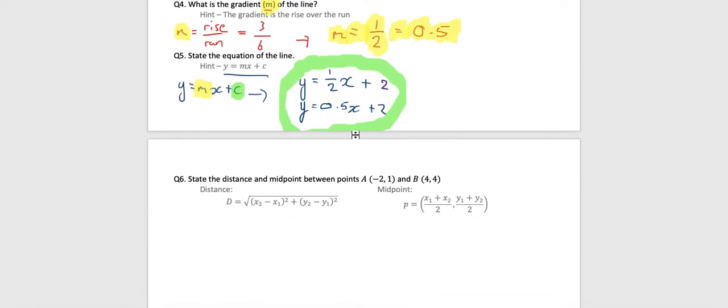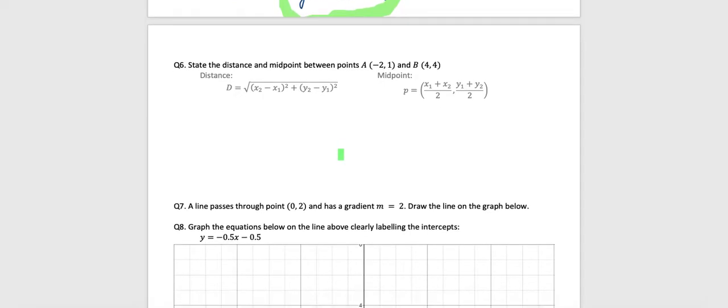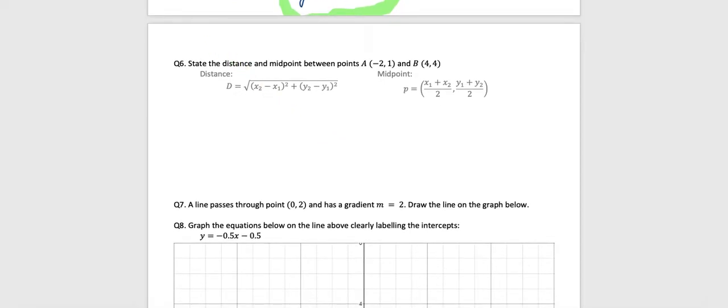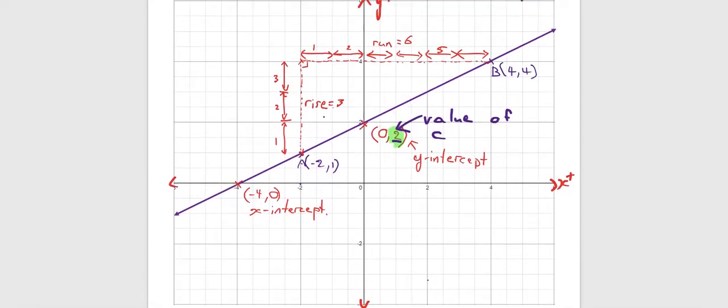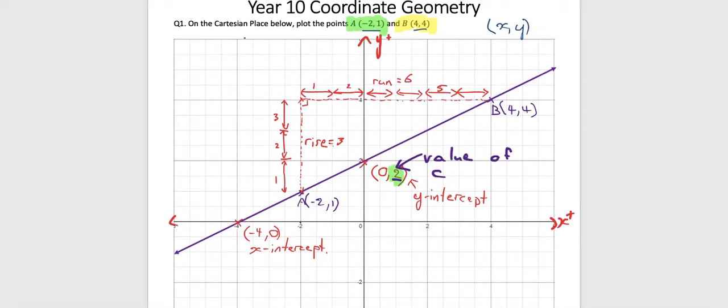Now moving onwards, we're moving into some more difficult territory. So recall the distance and midpoint formula. It's asking us to find the distance and the midpoint between point A and point B. And remember, the distance is say from here to here. So the distance itself is the length of this green highlighting.